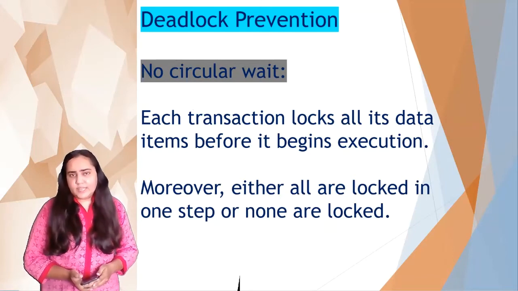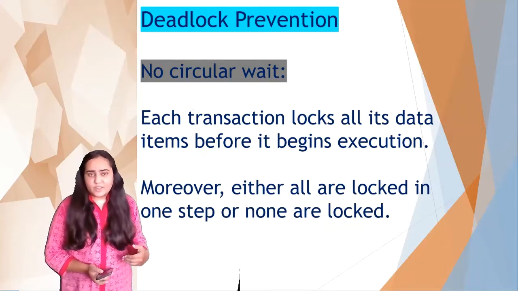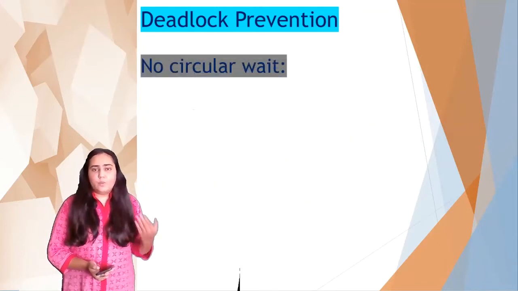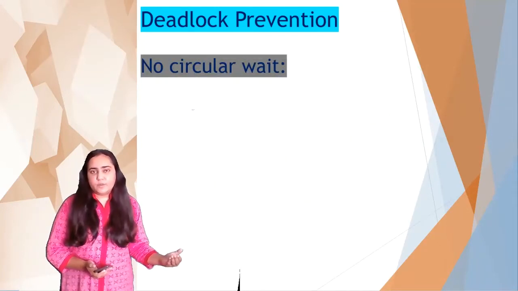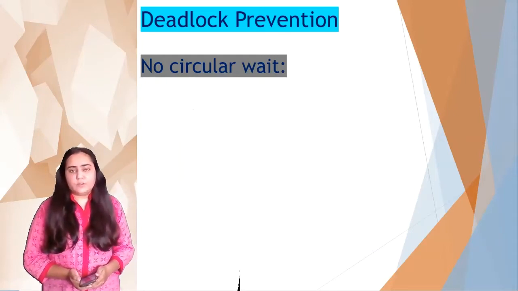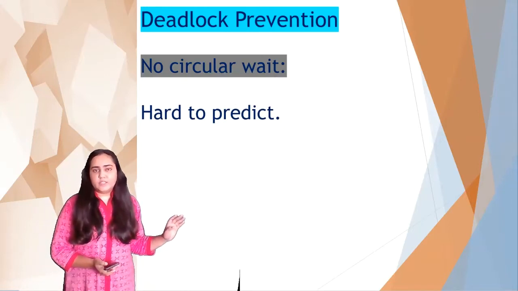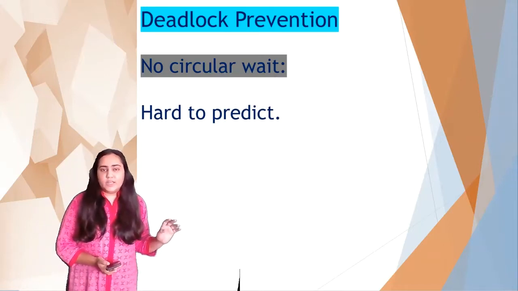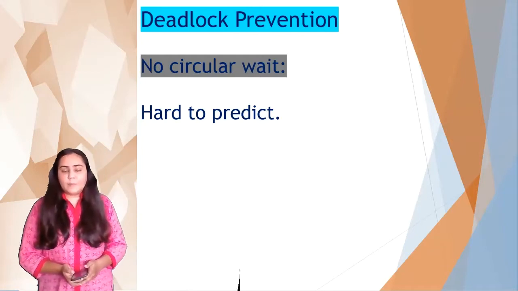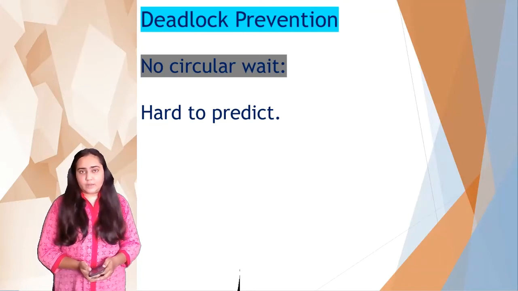However, there's a catch, because the no circular wait technique requires that you know beforehand what data items will be required. And most of the time, transactions do not know this beforehand. So the first disadvantage of no circular wait is that it is very hard to predict which data items the transaction will require from the beginning.